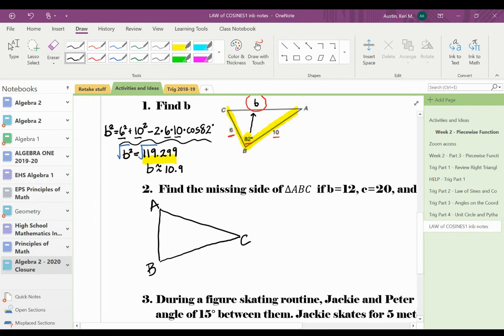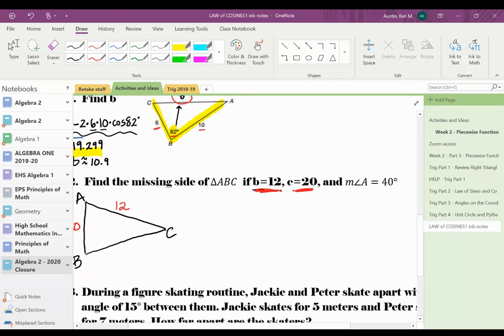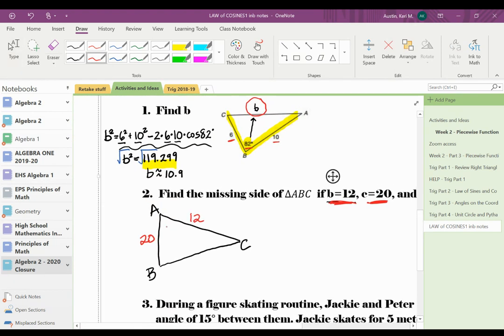You need to put it in the correct location. So they gave me side b, which should be across from angle B. Well, I put my angle B here, so this means my 12 is right there. They're telling me side c is 20. That's going to be across from this 20. Yours might be in a different location. It doesn't matter as long as it's in the correct location, given where you put your A, B, and C. And then it says the measure of angle A is 40.